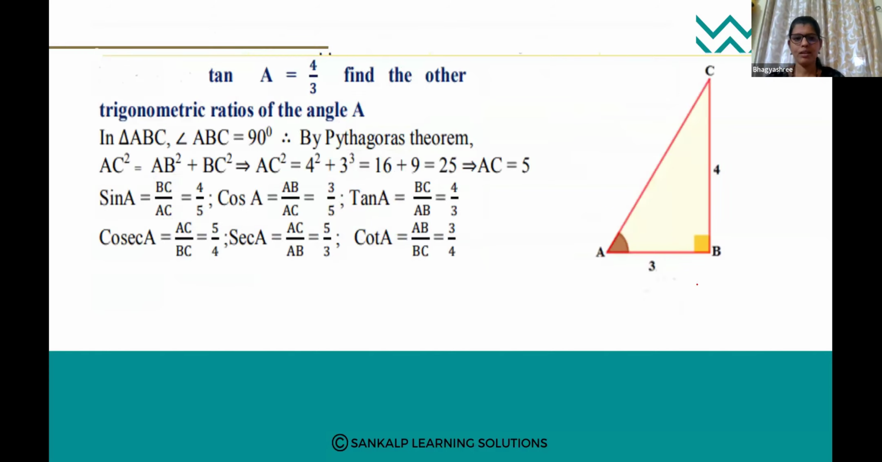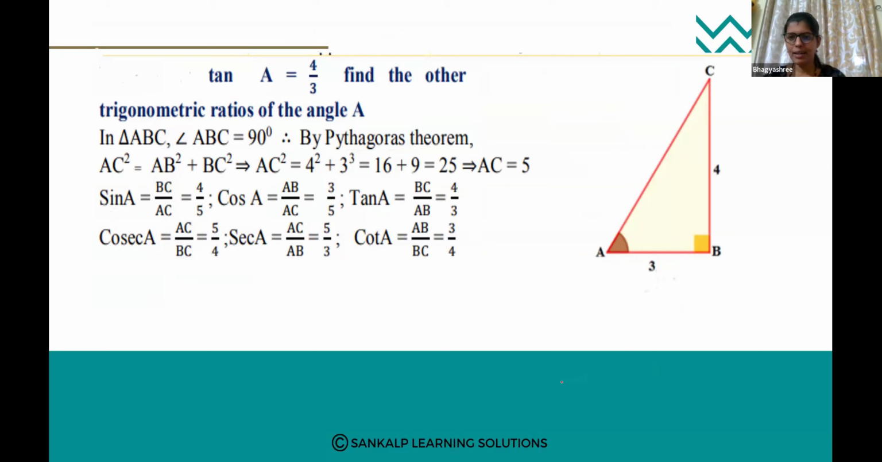Next one. Let us see how problems come on this. See, tan A is equal to 4 by 3. Tan A is equal to 4 by 3. Find other trigonometric ratios of the angle A. Why we have taken tan A? Because our angle is at A.